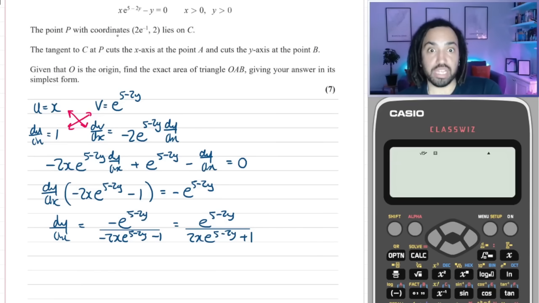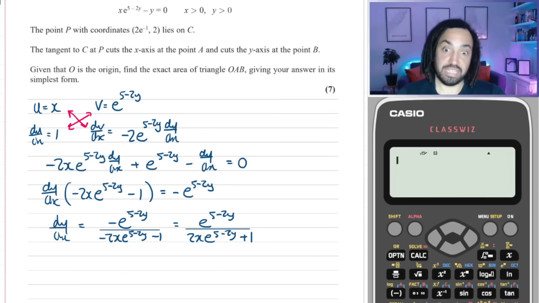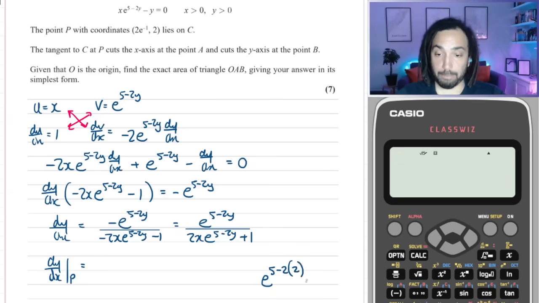Now, we are looking at the point P with coordinates that, as given here, lies on C. And we want to work out the tangent to P. So we need to work out the gradient at P, so we need to sub P into the gradient function. So dy by dx at the point P. So let's just, on the side here, work out what e to the 5 minus 2 sub in y is 2. What is that going to give us? Well, that is just e to the 5 minus 4, which is e to the 1, which is just e.